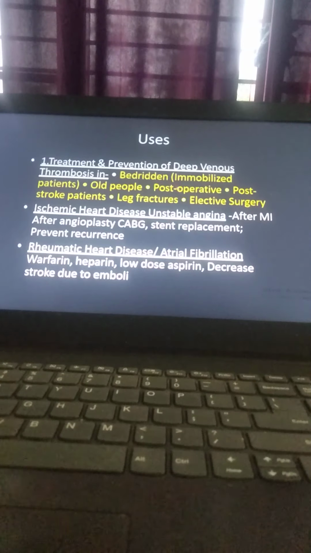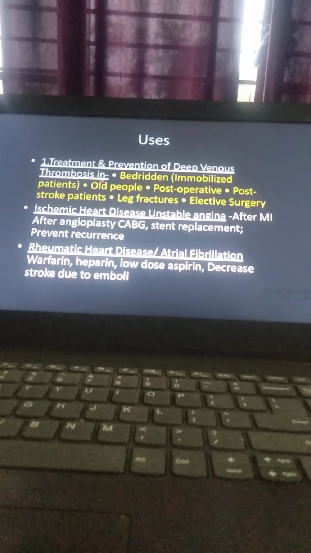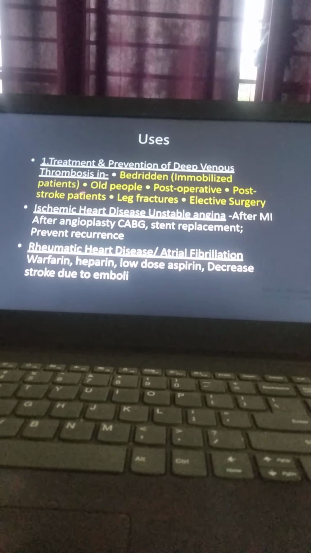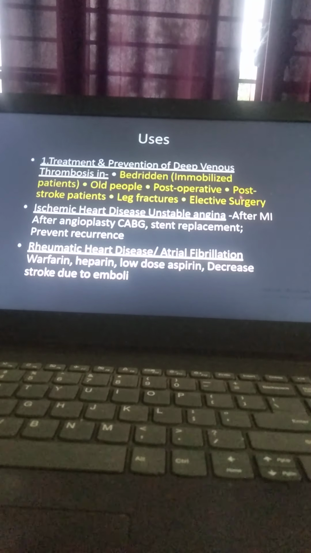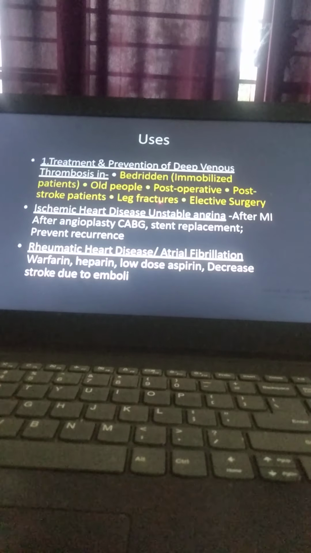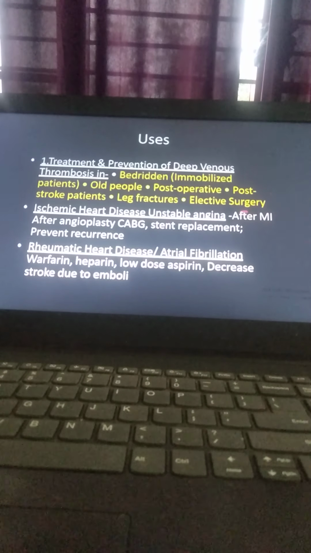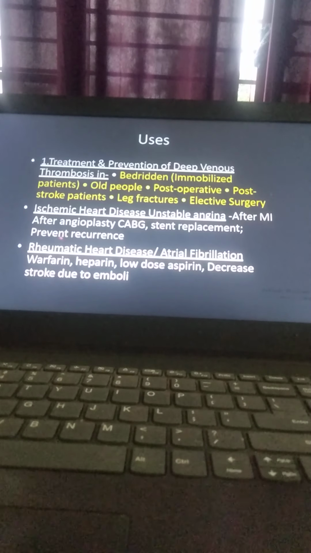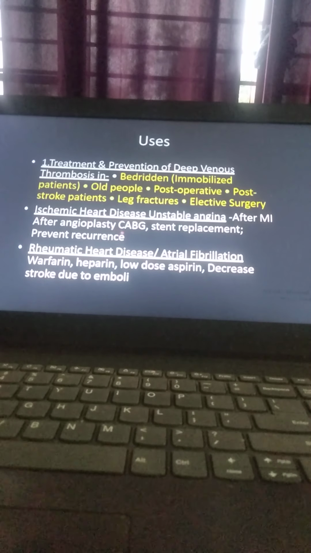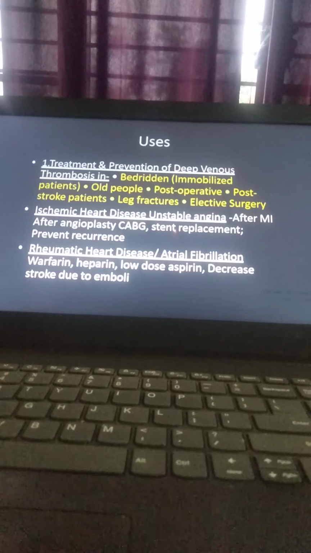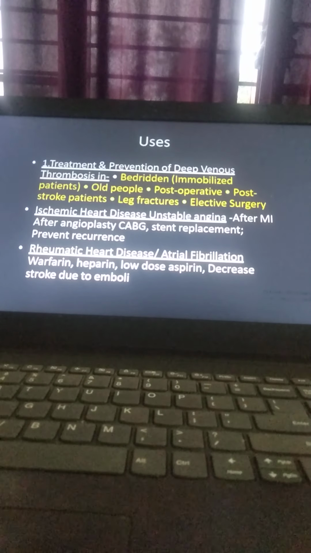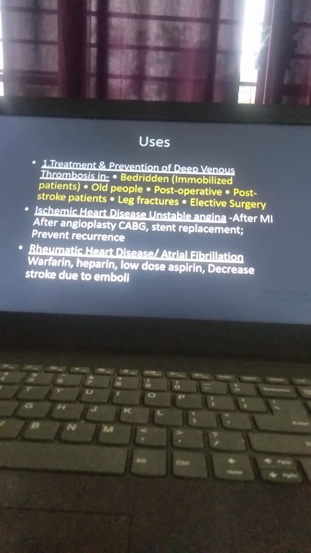Uses: treatment and prevention of deep venous thrombosis in bedridden, immobilized patients, old people, post-operative and post-stroke patients, leg fractures, elective surgery, ischemic heart disease, unstable angina, after myocardial infarction, after angioplasty, CABG, stent replacement, to prevent recurrence. And then we have other things also.